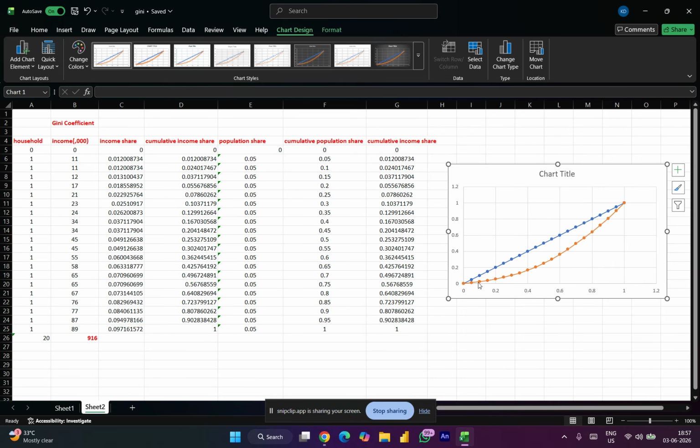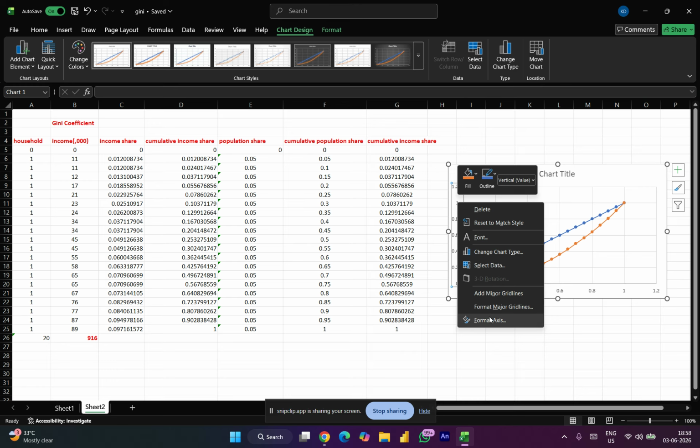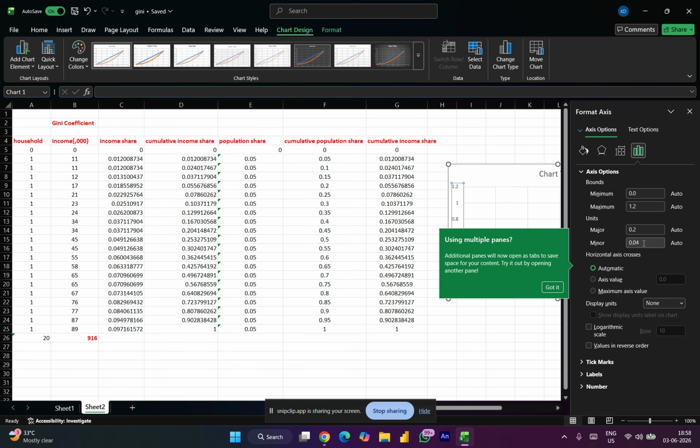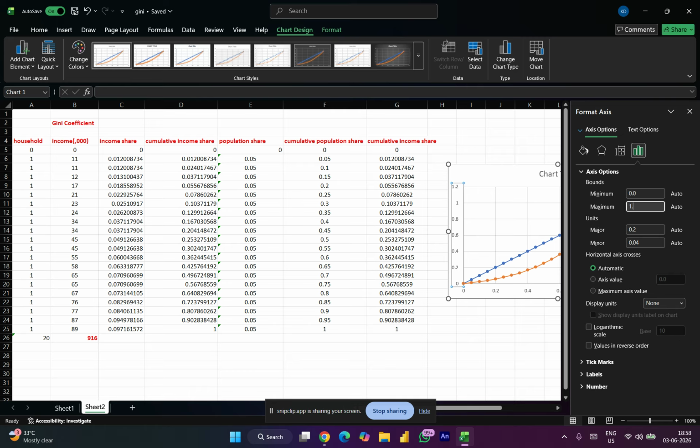So this is the line of equality, and this is the Lorenz curve. Now we don't need the axis to go up to 1.2. What you can do is click here, right click, format axis. The maximum value is 1.2. Just reduce it to 1.0.